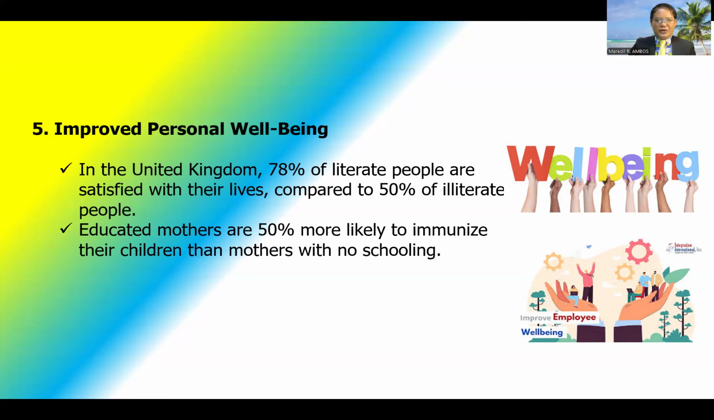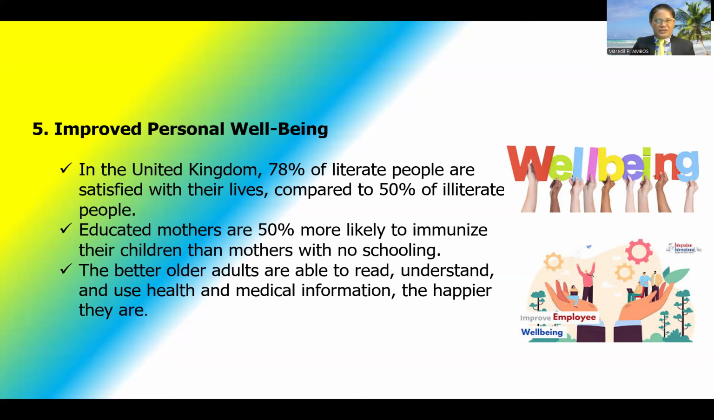Educated mothers are 50% more likely to immunize their children than mothers with no schooling. So take note, mothers will know the advantage of having the immunization process. And the better older adults are able to read, understand, and use health and medical information, the happier they are. So that's the application of what they have learned.